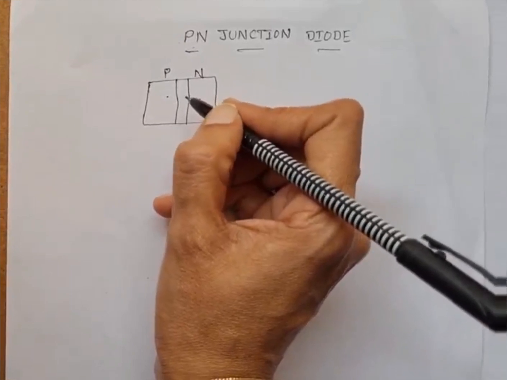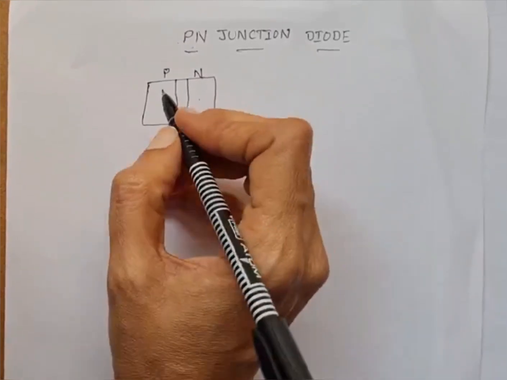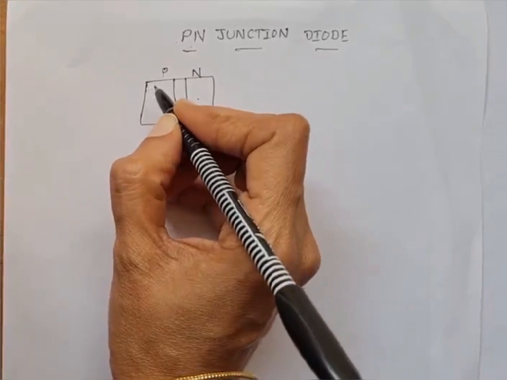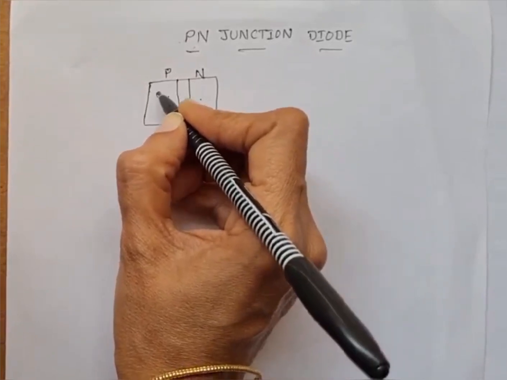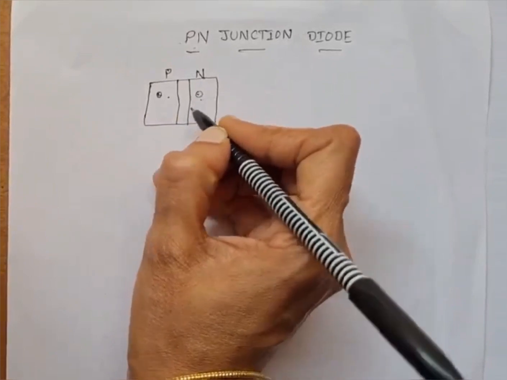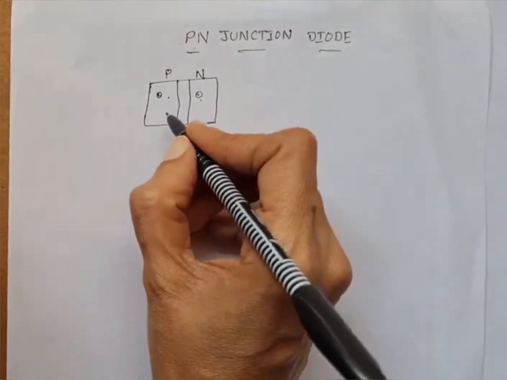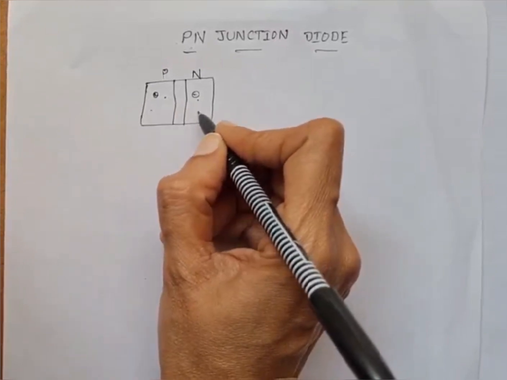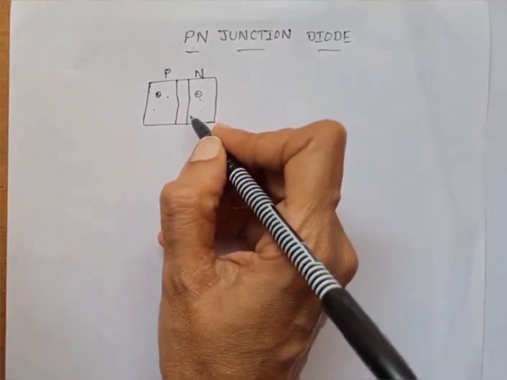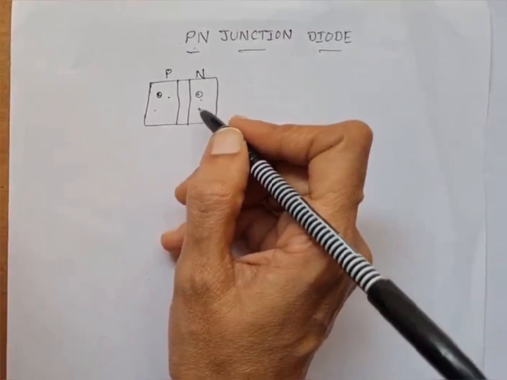The p-n junction is formed by adding carefully controlled amounts of donor and acceptor impurities. Remember this: carefully controlled amounts of donor and acceptor impurities. The junction that is formed is called a PN junction diode.